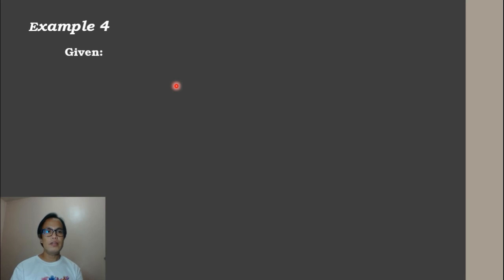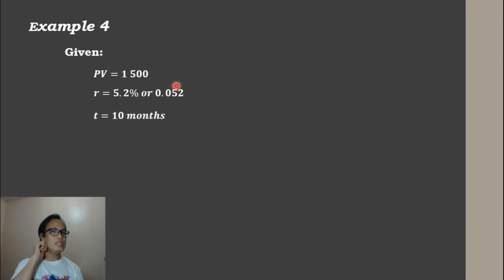For this example, we are given a present value of 1,500. This time, our rate is 5.2%, or that is 0.052. Then our time is 10 months. As you can see, the time is 10 months and our T is in years. So how do we go about this one? Later I will be showing you how to convert 10 months to years. And our N, the number of compounding periods, is annual, so that means once a year. Then we need to solve for the FV.